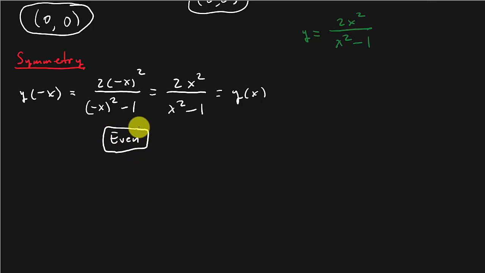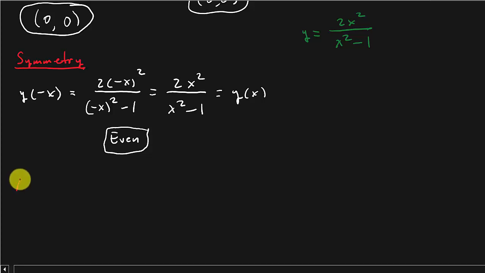So that means it's symmetrical about the y-axis. So really all I need to do is just graph half of it, and then I can mirror the other half over. All right, so now let's look at the asymptotes.